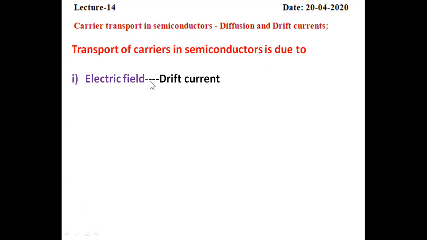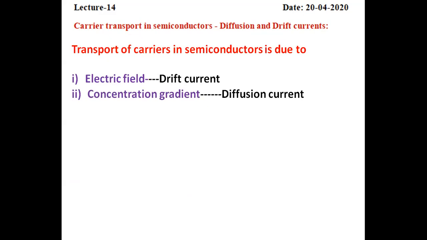That means we have a semiconductor within which we have electrons and holes. In order to drive these electrons and holes from one place to another place within the semiconductor, one needs to apply an electric field across the semiconductor, so that there will be a current passing through the semiconductor due to the application of the electric field. The current which results from applying the electric field across the semiconductor is known as drift current.